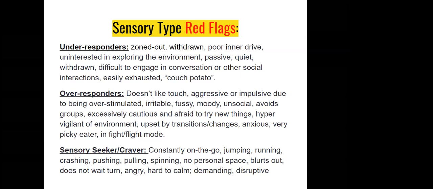Over responders, they are overstimulated easily. So they may not like to be touched. They might have aggressive or impulsive outbursts just due to that overstimulation and not knowing how to regulate that. They might be irritable, fussy, moody, unsocial. They avoid groups. They may not want to engage in group activities in the classroom or engage with children at a park. They are cautious and they avoid new things. They don't like the idea of not knowing what's going to happen.